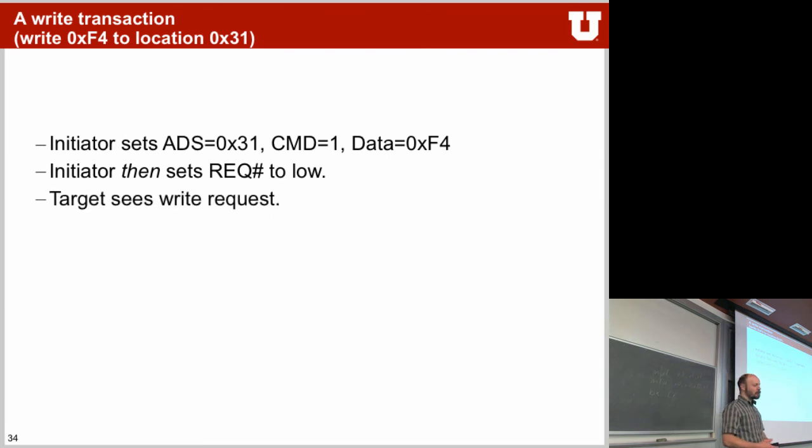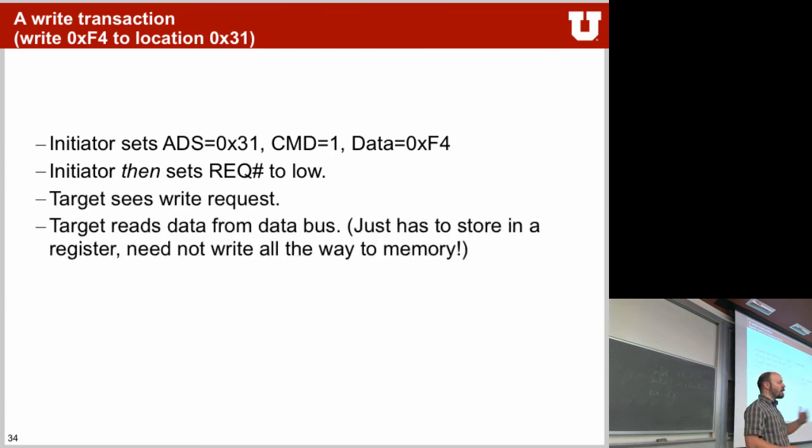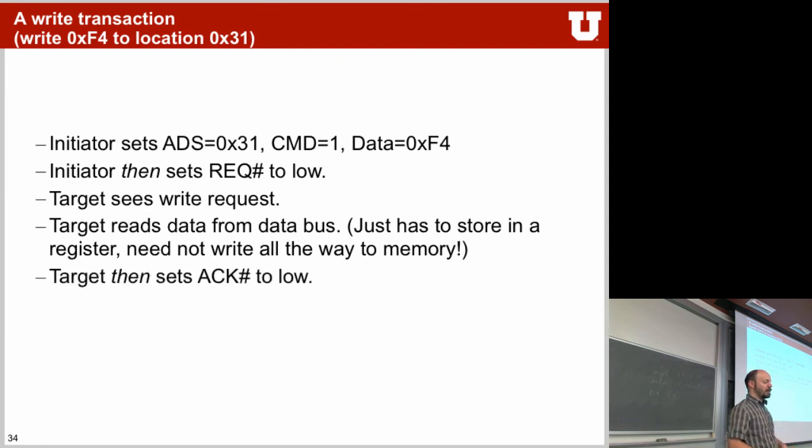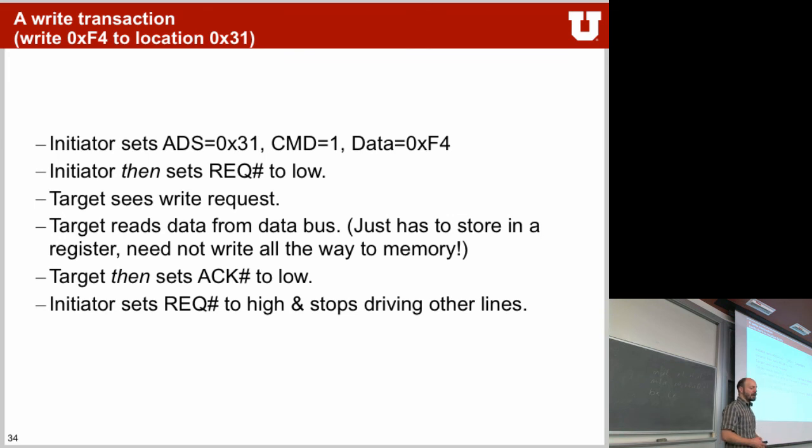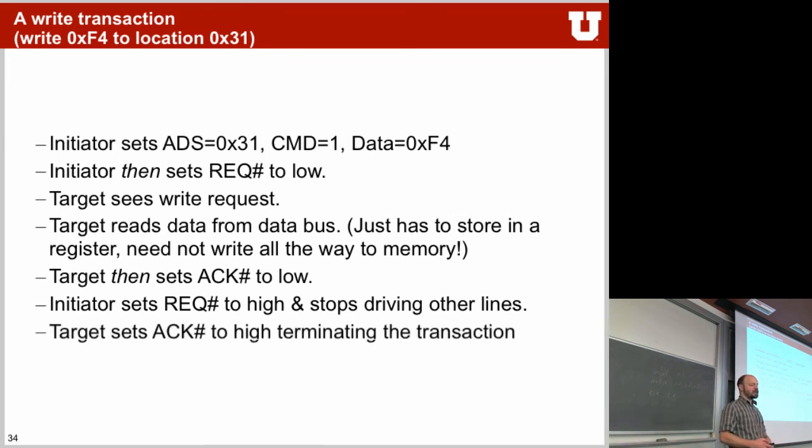The target sees this write request because of the command line. It will get the data from the bus, and once it's done, it will acknowledge it by pulling the acknowledgement low. The initiator then knows, okay, it has the data, so we can pull the request line high and let go off the lines. The target lets go of the acknowledgement so that the next bus transaction can happen.